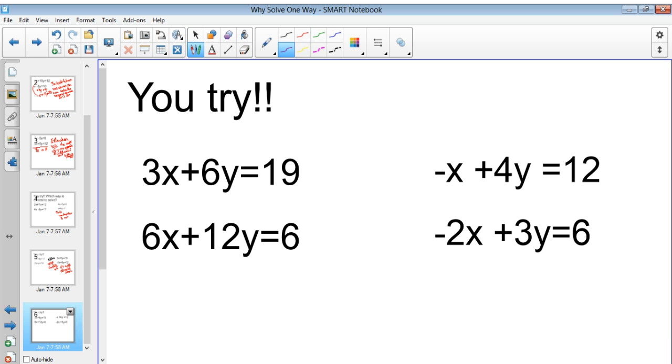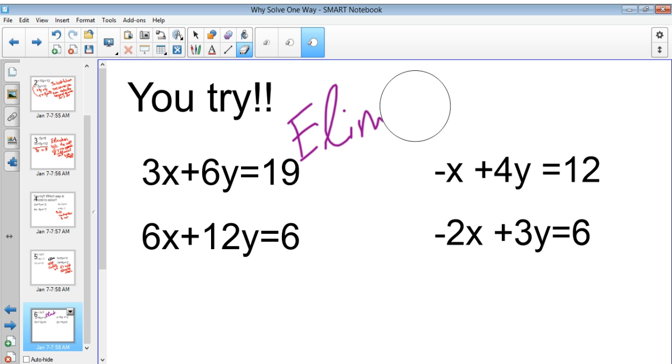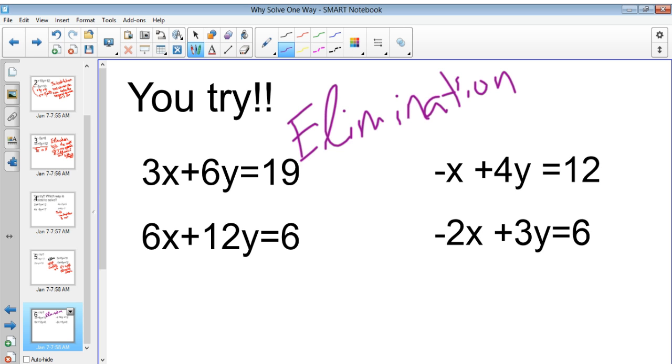All right. For this first one, I would definitely say elimination. And if you were to look at this, elimination. I can't spell. This is why I teach math, guys. Spelling is not my strong suit. Still think that's wrong. Whatever.